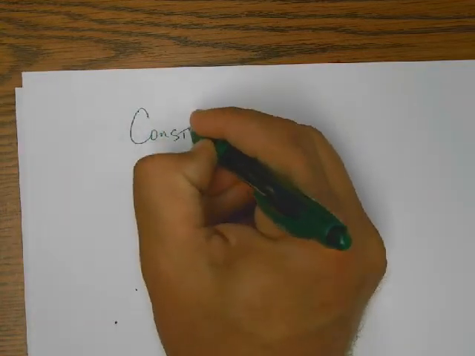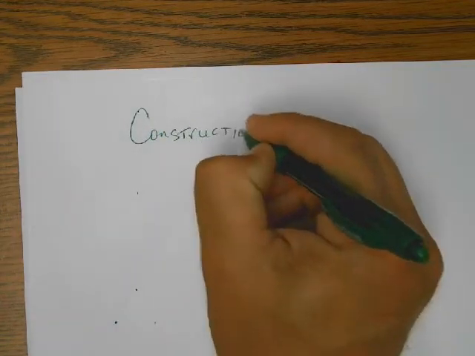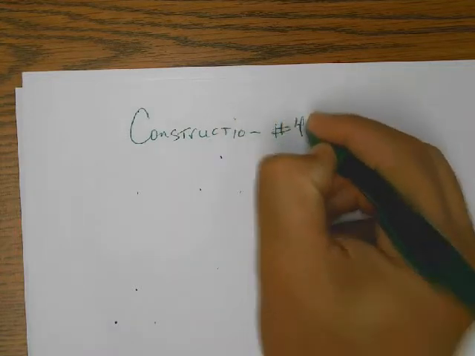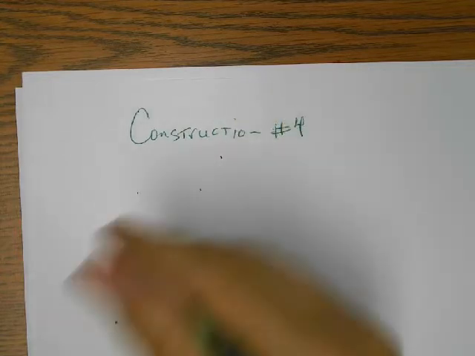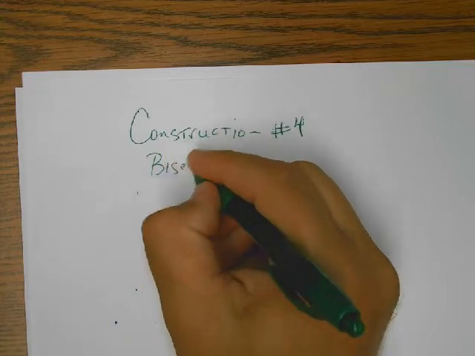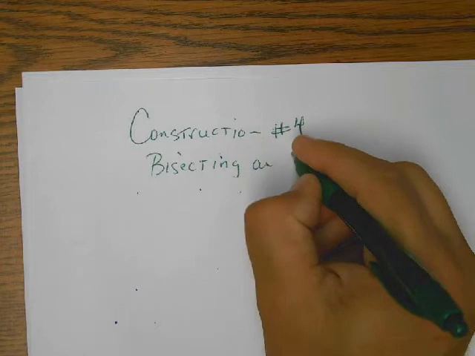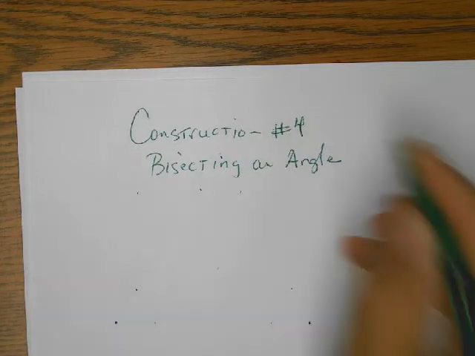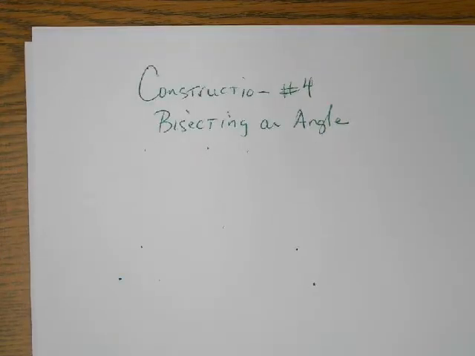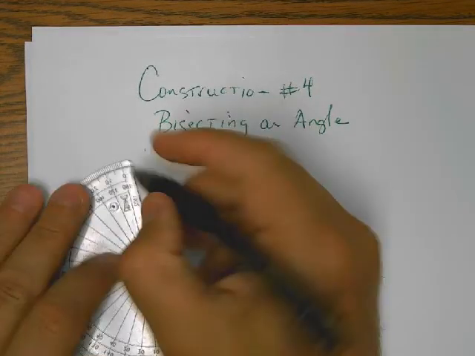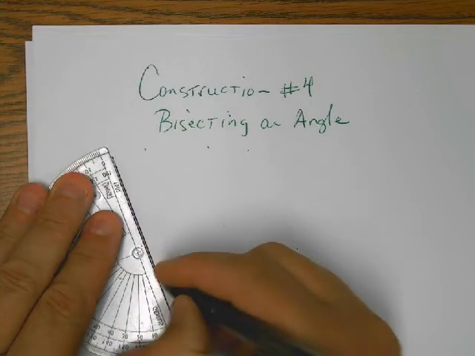This is construction number 4, and we are bisecting an angle. Bisecting an angle. All right, let's start off with just a basic acute angle.